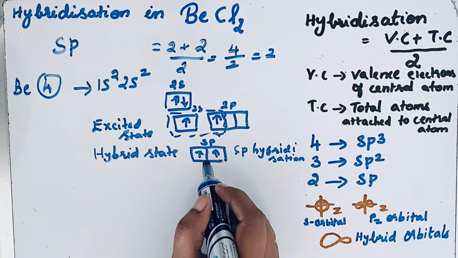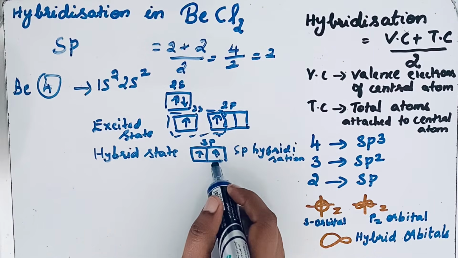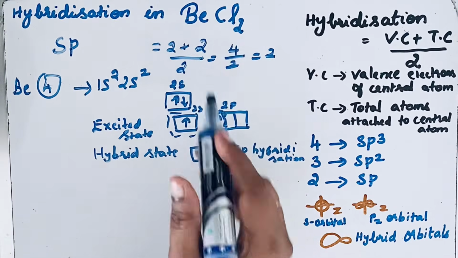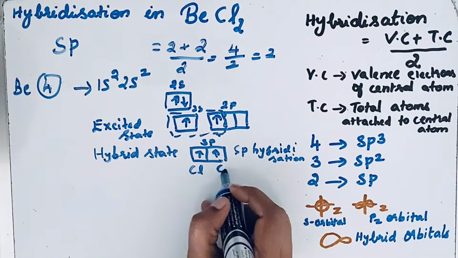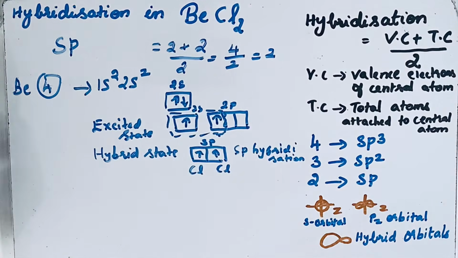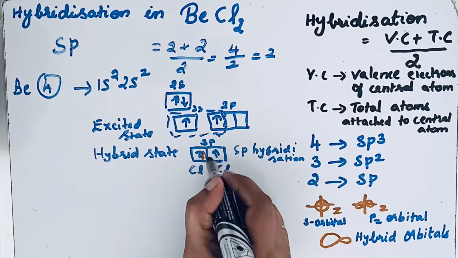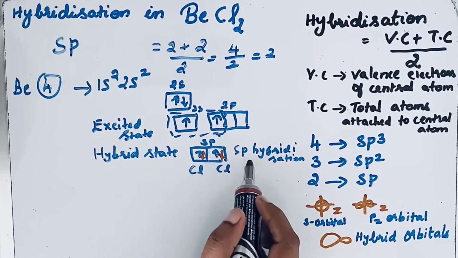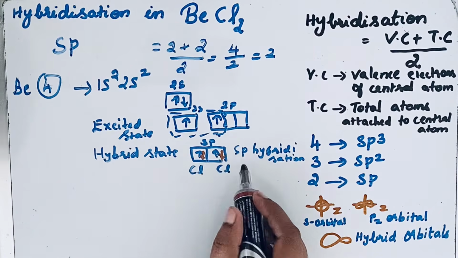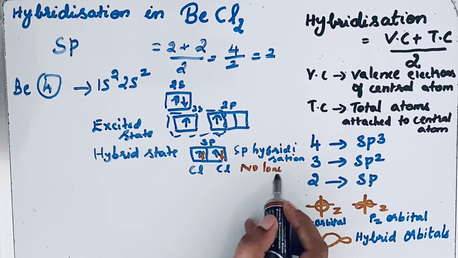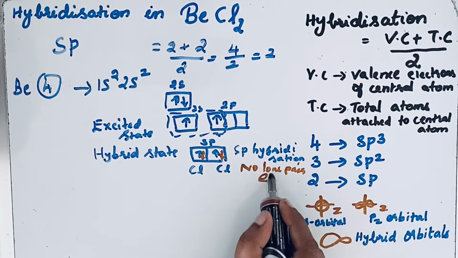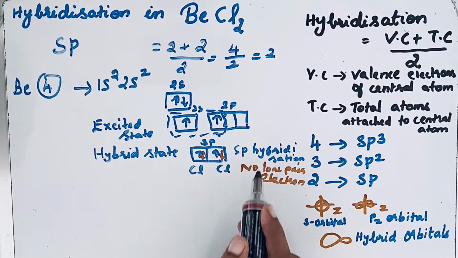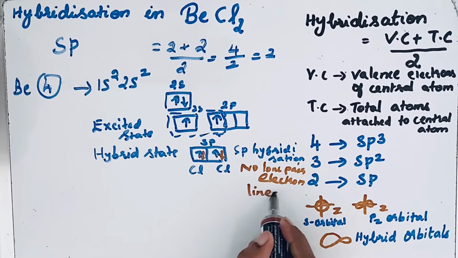These half-filled sp hybrid orbitals will get one electron from the chlorine atom. So we have the 2 chlorine atoms attached to beryllium here. So each one receives one electron and forms a sigma bond. So in BeCl2, we have sp hybridization, no lone pair electrons. Because of sp hybridization, the shape is linear and the bond angle is 180 degrees.